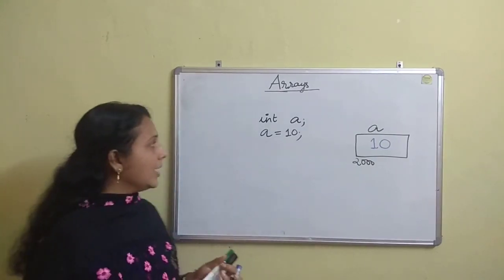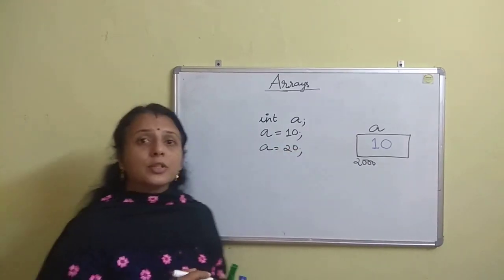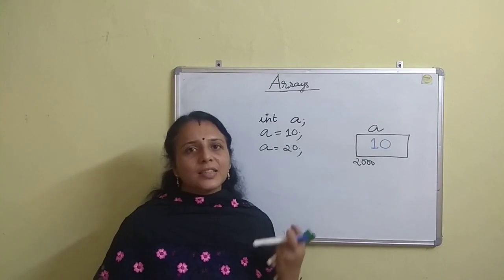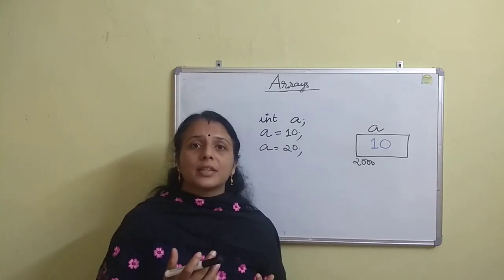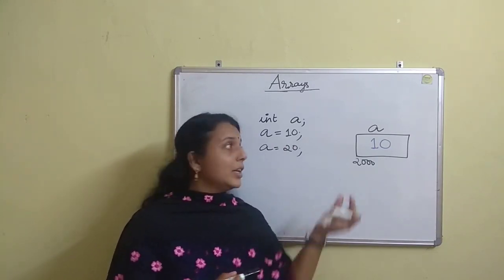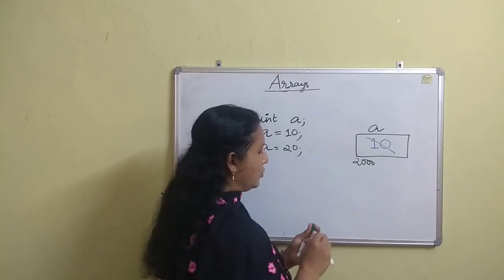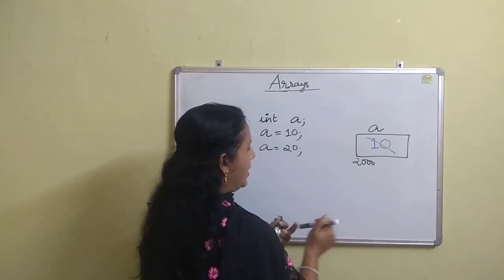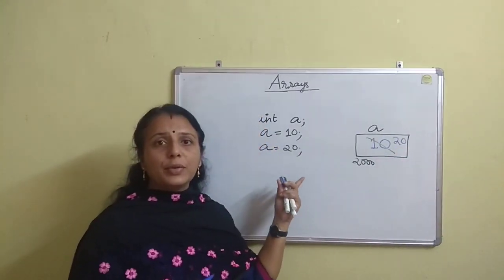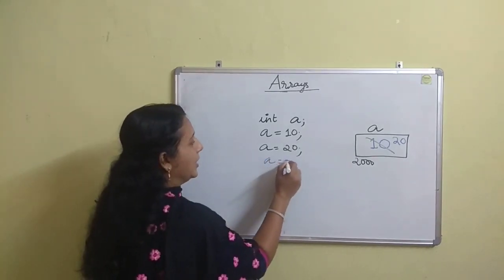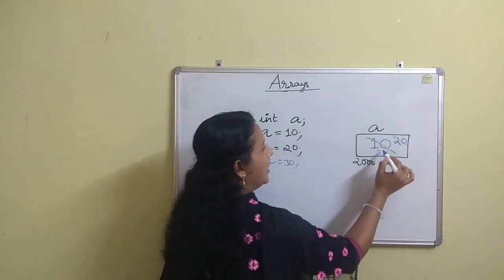Now the next statement: suppose you are going to assign 20 to this variable a. Is it possible? Yes, it is possible, but the main drawback here is that you are not going to store 20 along with this 10. This 10 will be overwritten and 20 will be stored here. So instead of 10, you will find 20. And when the next statement is a is equal to 30, again this 20 will be eliminated from a and 30 will be stored here.